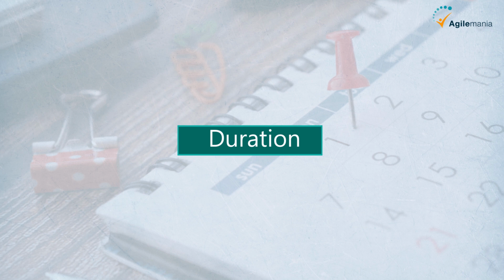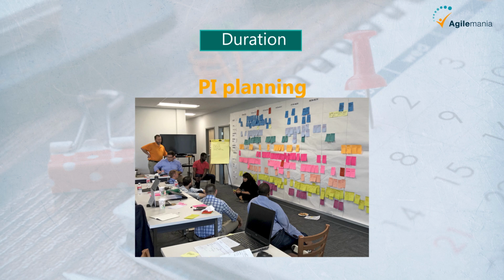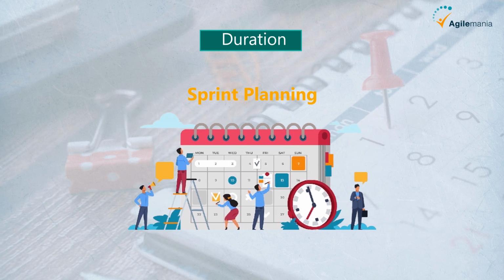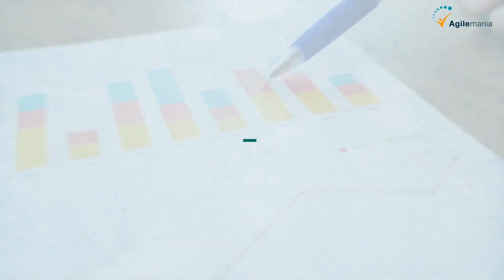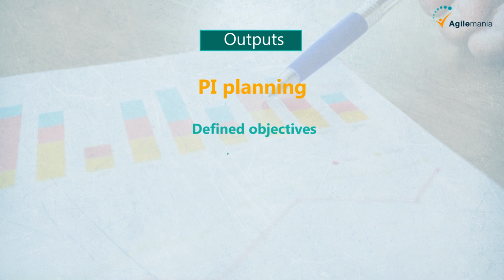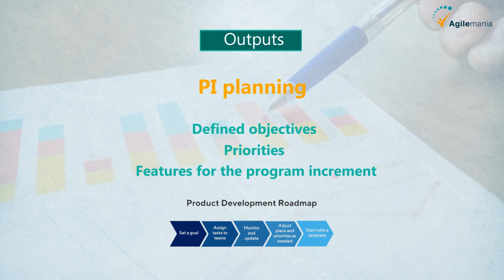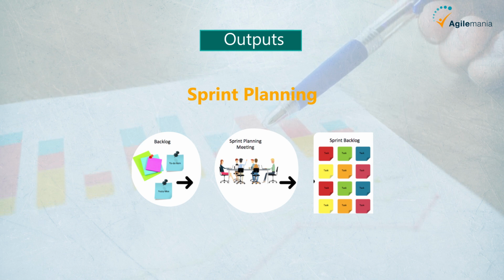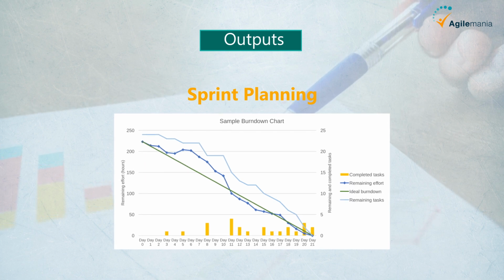Next is duration. PI planning lasts 2 to 3 days and involves various interactive planning activities such as brainstorming, modeling, and breakout discussions. Sprint planning lasts 1-2 hours and involves estimating and prioritizing tasks and user stories. Next is outputs. The outcome of PI planning is a set of defined objectives, priorities, and features for the program increment, providing a roadmap for the development teams. Sprint planning results in a sprint backlog detailing tasks and user stories for the upcoming sprint. A sprint goal summarizes its value and a burn-down chart to monitor progress.